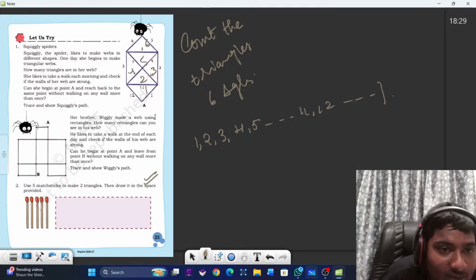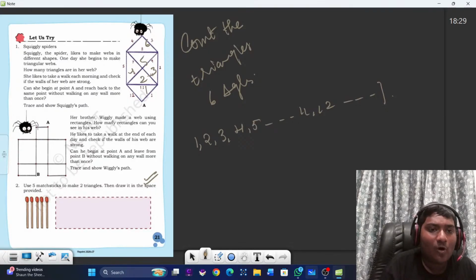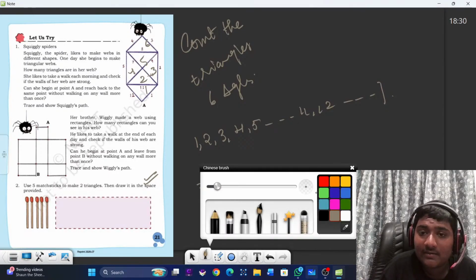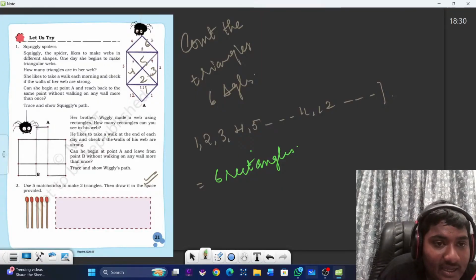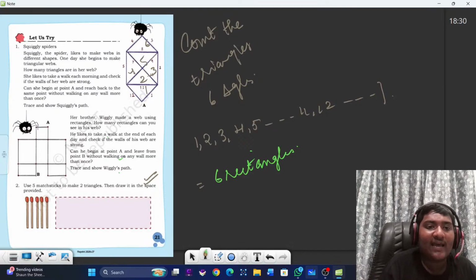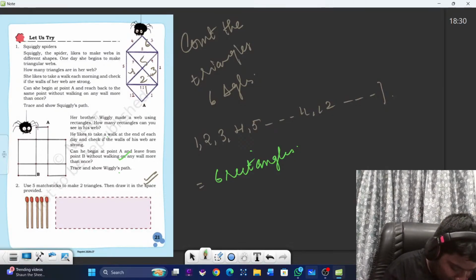Her brother Viggy made a web using rectangles. How many rectangles can you see in his web? He likes to take one. So, how many triangles can you see? There are six rectangles. Count how many rectangles there are, children. Yes, there are six rectangles as well. He likes to take a walk and at the end of the day, check if the walls of his web can be begun at point A and left from point B without walking on any wall more than once. So let us phrase now what happens.